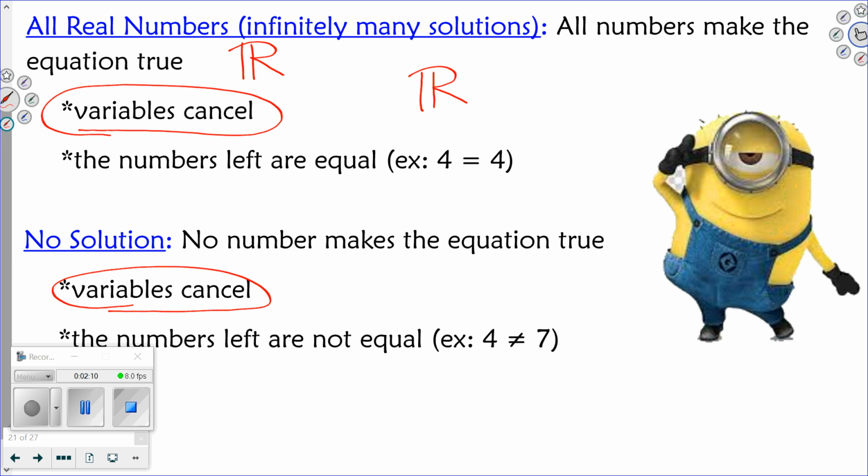But there's times when your variables cancel and you get no solution. That's when the numbers that are left are not equal. For example, I get 4 equals 7. Then no matter what I plug in for x, it's never going to work. And again, mathematicians are lazy, no solution. That's still too many words to write. I can just make a circle with a slash through it. That means no solution. So feel free to be a lazy mathematician and use the symbols, because I will.